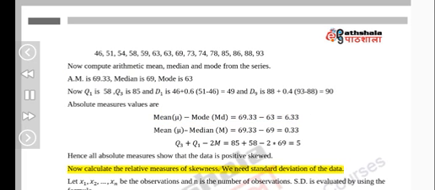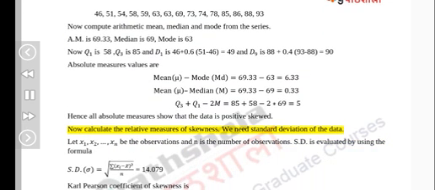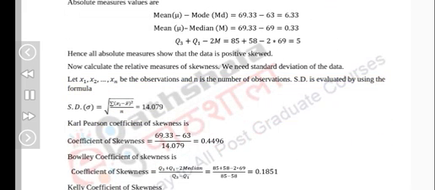Now calculate the relative measures of skewness. We need the standard deviation of the data. Let x1, x2, ..., xn be the observations and n the number of observations. The SD sigma is evaluated using the formula sigma equals square root of 1 by n times the summation of (xi minus x bar) squared, which equals 14.079. Karl Pearson's coefficient of skewness equals (69.33 minus 63) divided by 14.079, which equals 0.4496.